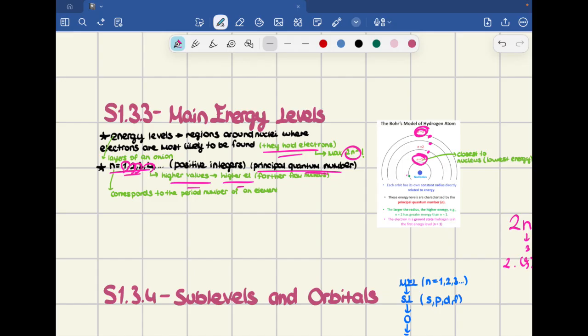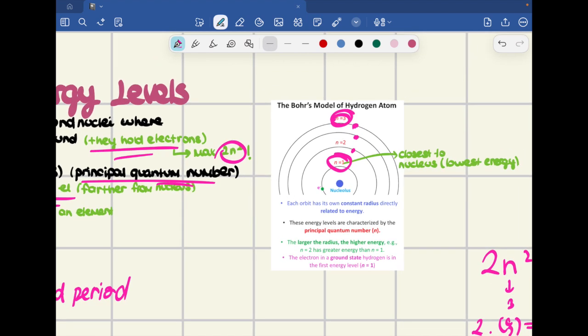This also corresponds to the period number of an element. For example, let's take a look at beryllium, which has 4 electrons, right? It has 4 protons and 4 electrons, so 1s2, 2s2. So it is in the second period of the periodic table. This can also show us the location of elements in the periodic table. And here you can see a little summary.